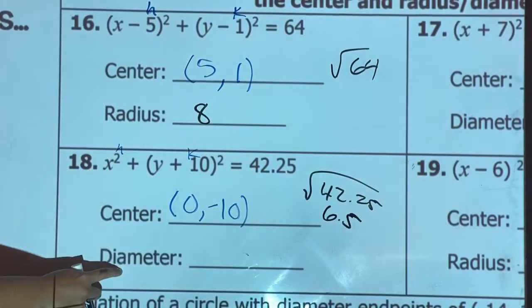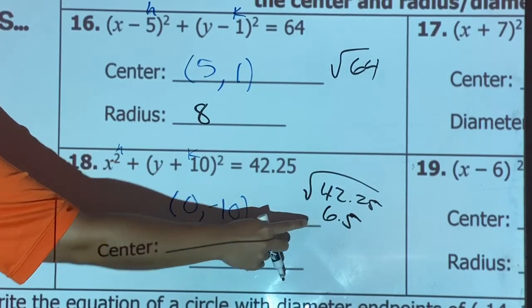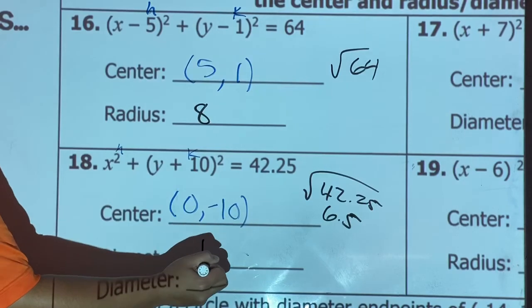But they want the diameter. That means that what you want to do with this, because this is the radius, you want to double. So you would add 6.5 plus 6.5, and that should give you 13.